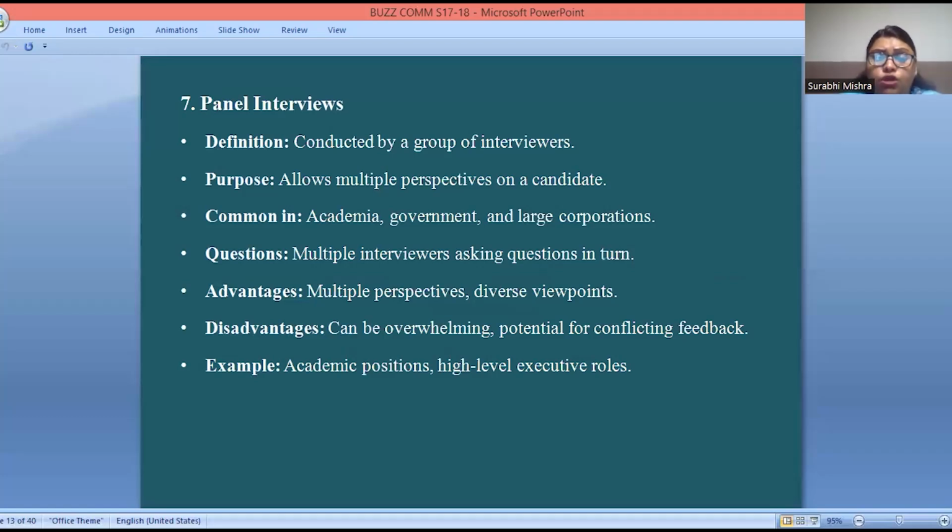When we talk about panel interviews, they are conducted by a group of individuals, where a group of interviewers is there and a candidate has to address each of the members. He has to maintain eye contact with each member of the panel. The purpose is to allow multiple perspectives on a candidate, right? These types of interviews are common in academia, in government undertakings, and in large corporations. The questions can be such that multiple interviewers are asking questions in turn, and there may be questions related to the topic or the domain of the particular interviewee.